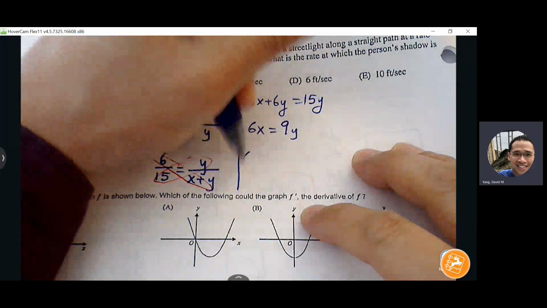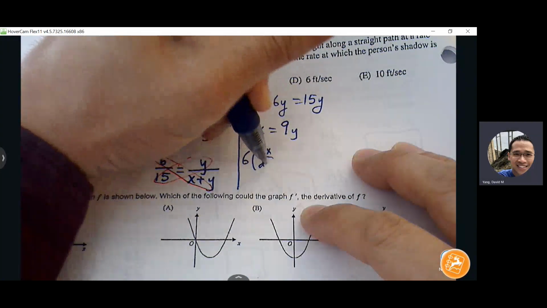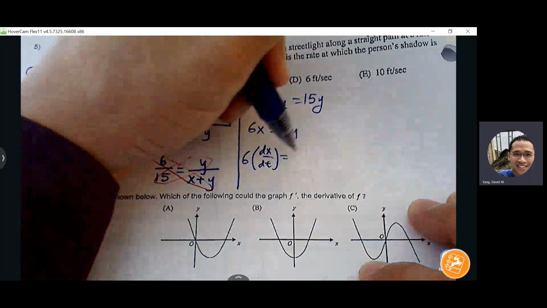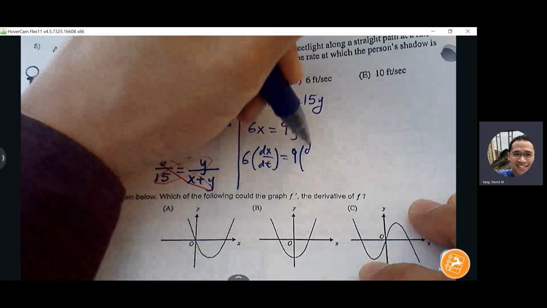Good, dx dt. Every variable gets impacted by time. We're still doing related rates here. 9Y becomes 9 dy dt.